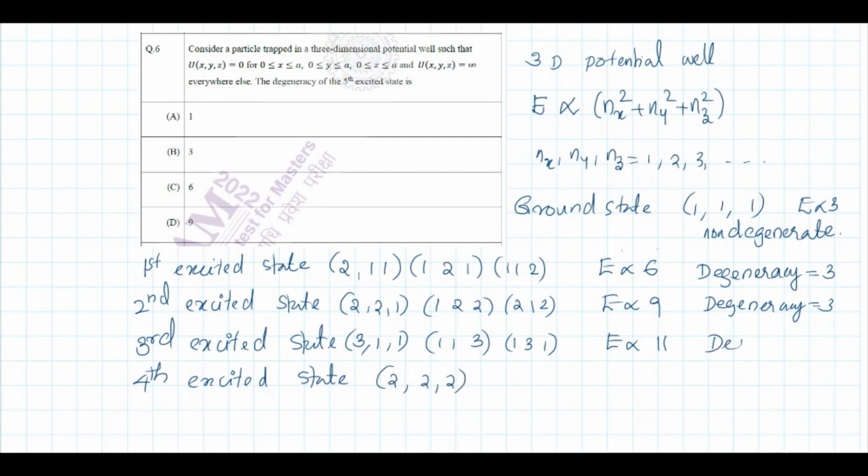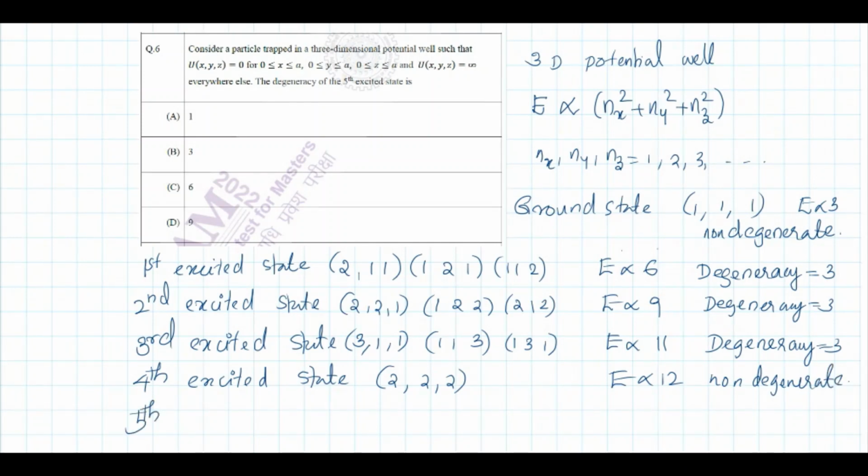In the earlier cases degeneracy is 3, but here E is proportional to 12 and it is a non-degenerate state. Only one possibility. So it is a non-degenerate state.